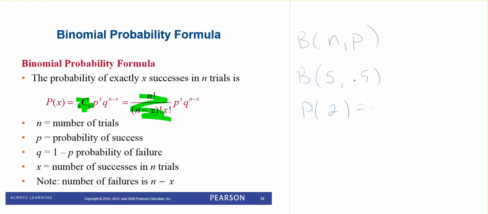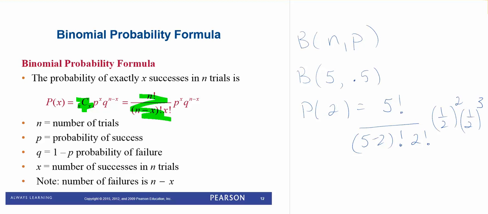Okay, so we do n factorial, so 5 factorial over 5 minus 2 factorial times 2 factorial, and then the probability of a success is a half, and we're looking for 2 successes. Probability of a failure in this case is a half, and we're looking at 3 failures. So the exponents here should always add up to n. Now, what does this factorial button mean?